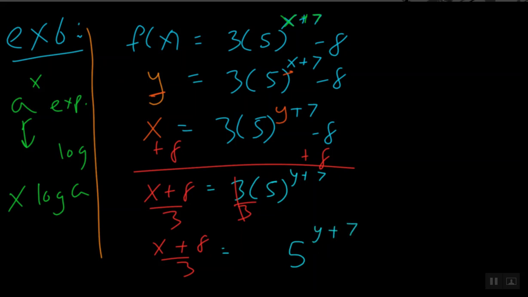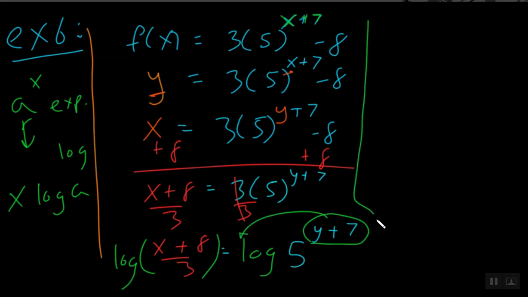Now notice, what is the opposite of an exponent? It's a logarithm. And when I take the log of the right side, I can take the log of the left side. And what happens here is that it allows me to take anything in the exponent and bring it down in front. So this is where the math gets a little bit weird looking. Let's go ahead and write it up in the top right. We have the log of x plus 8 over 3 is equal to that y plus 7 comes down in front, and then we have the log of 5.